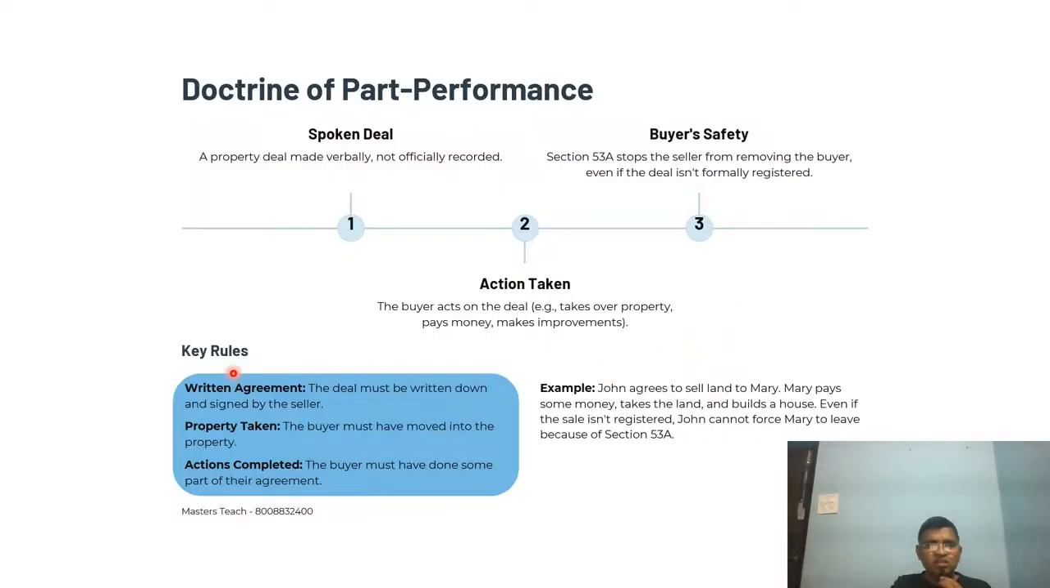So, the key rules: written agreement. The deal must be written down and signed by the seller. Property taken: the buyer must have moved into the property. Action completed: the buyer must have done some part of their agreement. Example: John agrees to sell land to Mary. Mary pays some money, takes the land and builds a house. Even if the sale is not registered, John cannot force Mary to leave because of Section 53A.